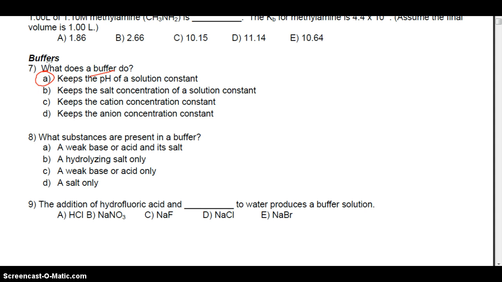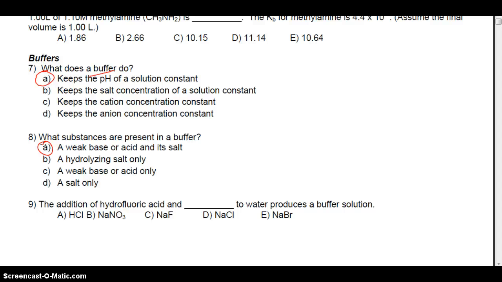And then question 8 asks, well, what substances are present in a buffer? So we talked on the last screencast that you've got to have either a weak acid or a weak base, and then in addition to that, you've got to have its salt. By saying its salt, it's kind of generic, but you would also want to say that the salt contains the conjugate of the weak acid or the weak base. So we will go with A for that one as well.